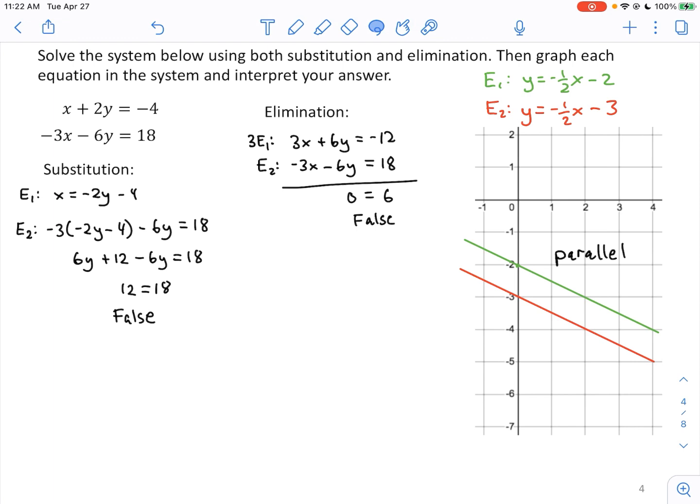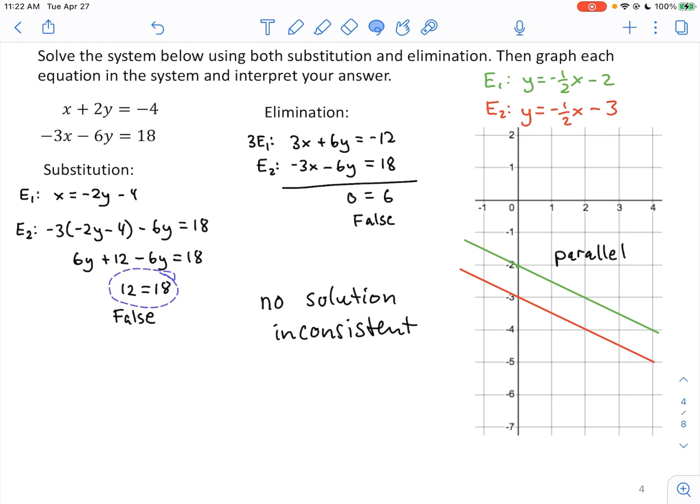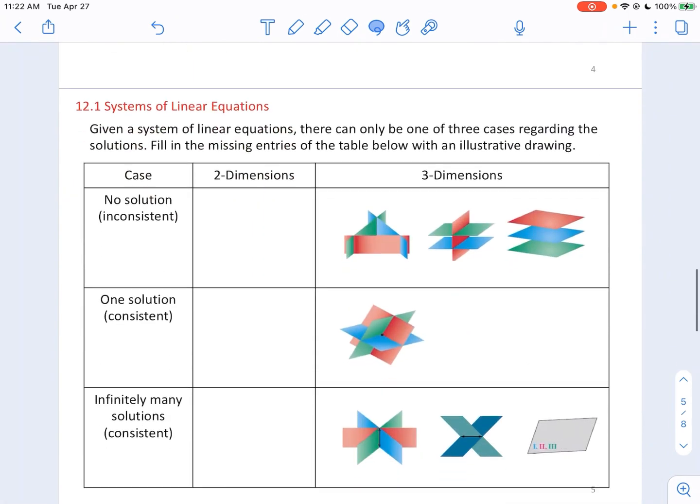And when two lines are parallel, they will never have a point of intersection. So we say that this system has no solution. That means it's an inconsistent system. This will be the case whenever, in the process of substitution and/or elimination, you wind up with some false statement. Okay, the next slide.